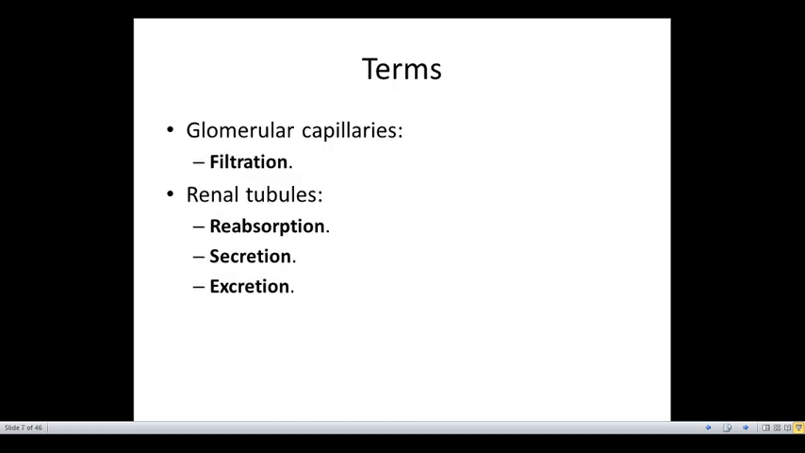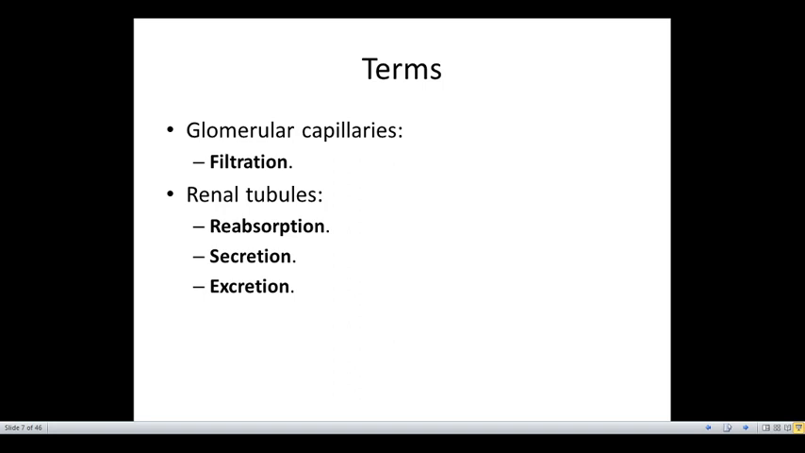Now, there are certain terms which will be used repetitively in the subsequent lectures. Each term has a specific meaning. Filtration is from the glomerular capillaries into the Bowman's capsule, then reabsorption, secretion, and excretion are from and into the renal tubules. So be very careful that reabsorption is different, secretion is different, and excretion is different. These terms must be used very carefully, and they are used at special places.